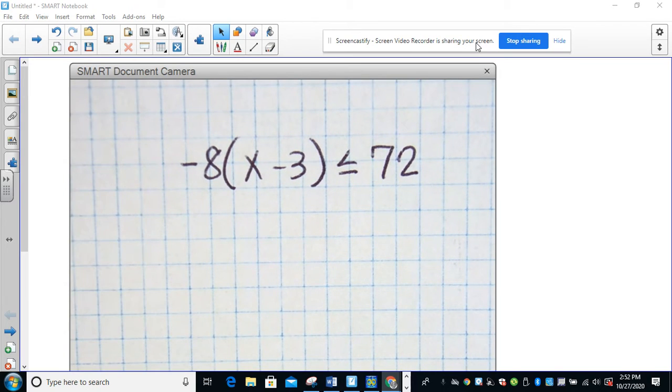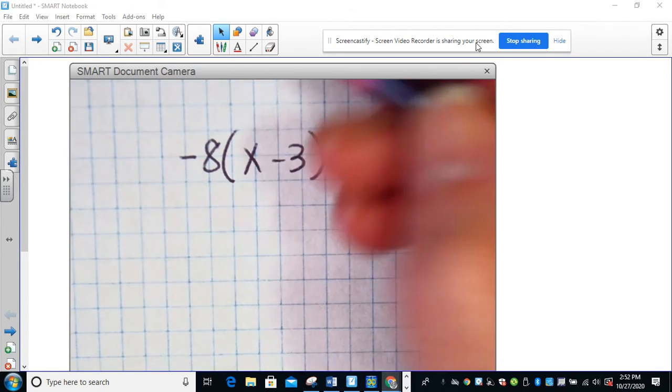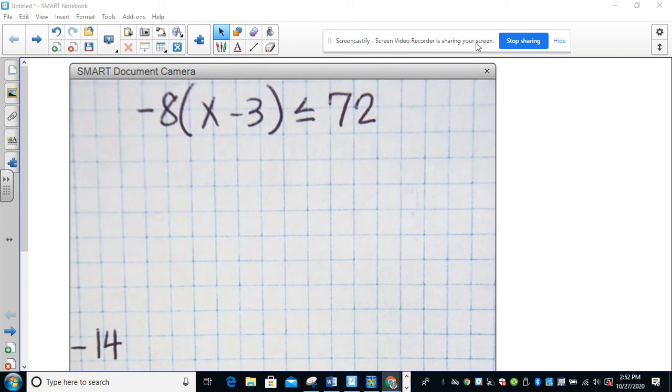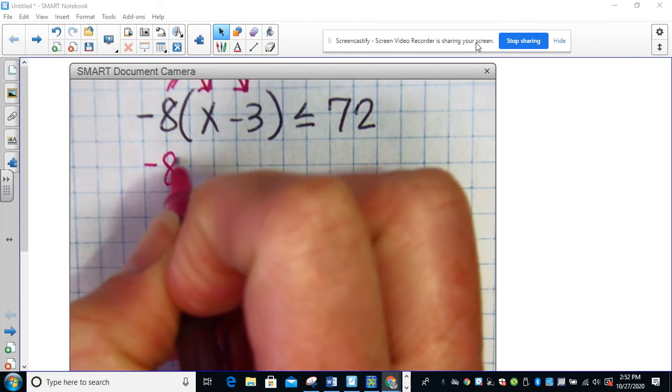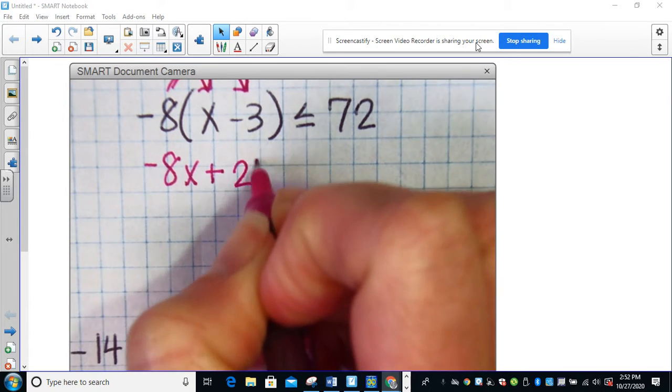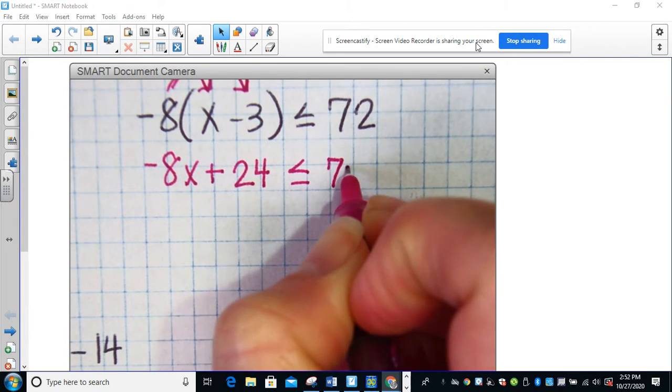Here might be a good time to pause and try this one by yourself and then watch me do it. If you want to pause now, copy the problem and try to work it out just like the other one. So you start with a distributive property again. Distribute the -8 here and here. That's a -8x, and then a plus 24, less than or equal to a 72.